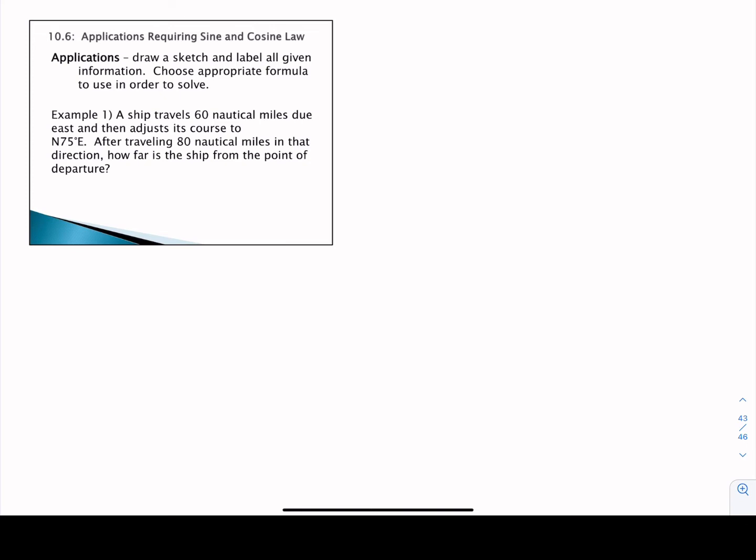So let's just begin and have our point of departure. If we have a ship that's traveling 60 nautical miles due east from its point of departure, I'm going to make our point of origin here. And then in my mind, I'm going to create a north, south, west, east plane. If we travel due east, what that means is we are going directly to the right, and we're going to travel that direction for 60 nautical miles.